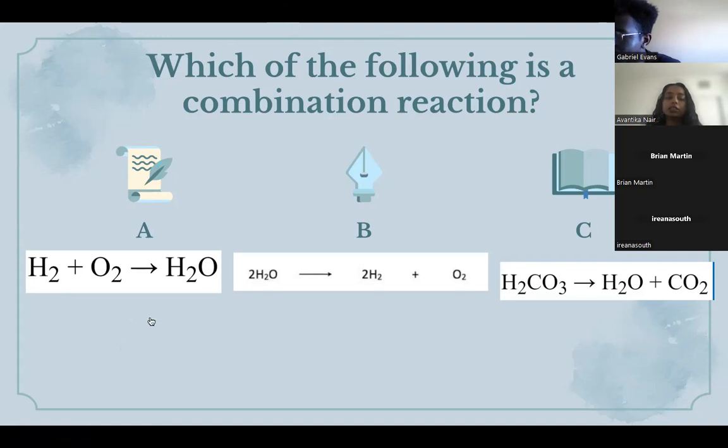No, so B and C are not double replacement. B is decomposition. Can somebody tell me why they know that B is decomposition? Exactly. So you have one reactant, but more than one product. So that's how you identify decomposition. That's correct.